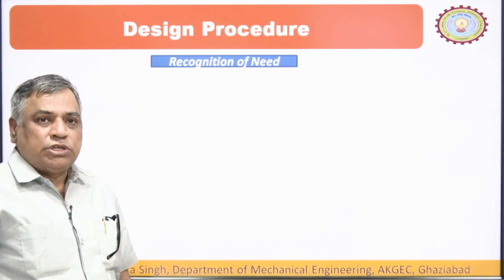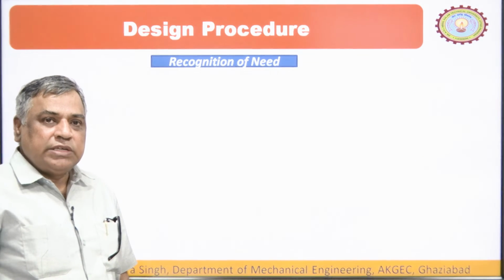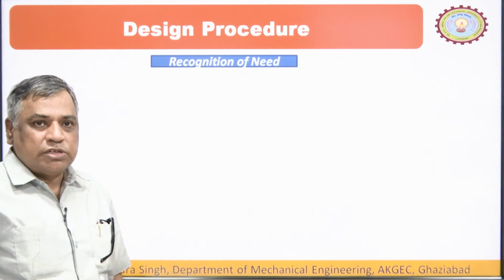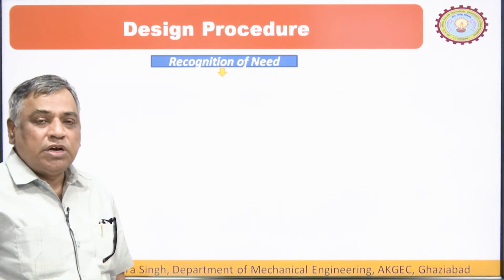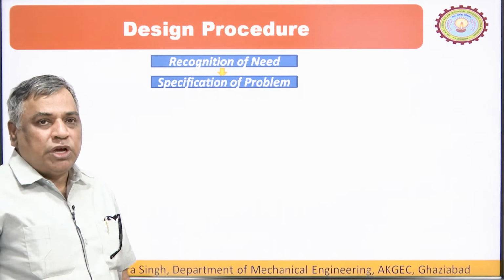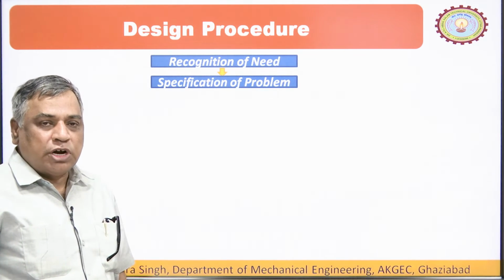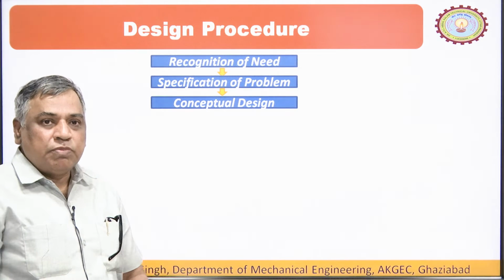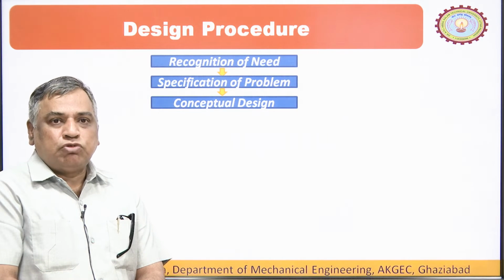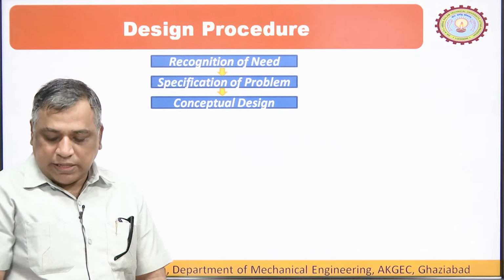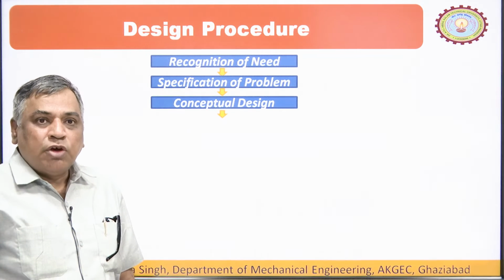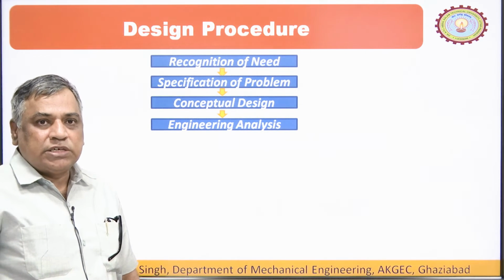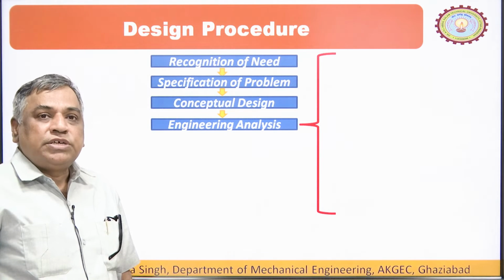Now, the design procedure. As the design cycle starts from the recognition of need, the design procedure also starts with recognition of need. After recognition of need, we have a specification of problem, input and output we have decided. After deciding input and output, the conceptual design we have prepared, that is, what is the mechanism. Then after that, we move to the next, engineering analysis, and engineering analysis will involve several steps.